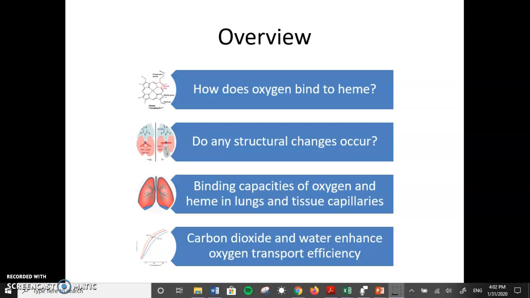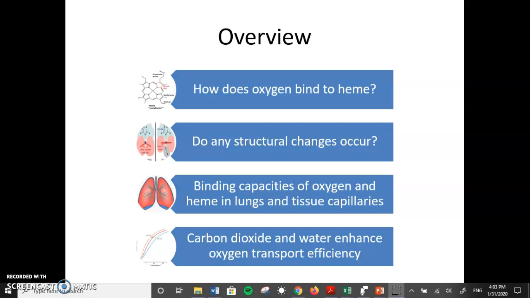Last, I will discuss how carbon dioxide and water enhance oxygen transport efficiency, and I'll link that to the Bohr effect, which is a regulatory effect of oxygen binding with the interaction of carbon dioxide and hydrogen ions.